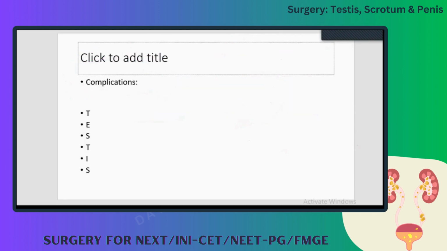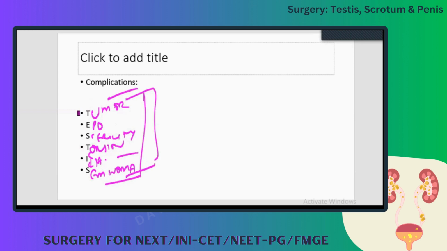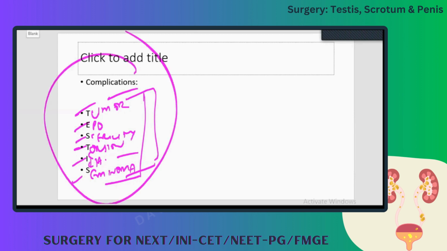What are the complications if there is undescended testis? There will be tumor, epididymo-orchitis, sterility, torsion, indirect inguinal hernia, and seminoma. Tumor and seminoma are the same. Tumor, torsion, epididymo-orchitis, sterility, indirect inguinal hernia. These are all the complications of undescended testis.